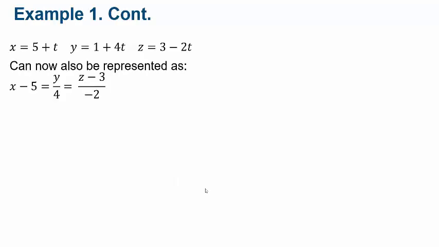Just looking over here, if we take our parametric equations and solve them each for t, we get x minus 5 is equal to y minus 1 over 4 is equal to, subtracting the 3 and then dividing by the 2, z minus 3 over 2. And that's another way you can represent these.